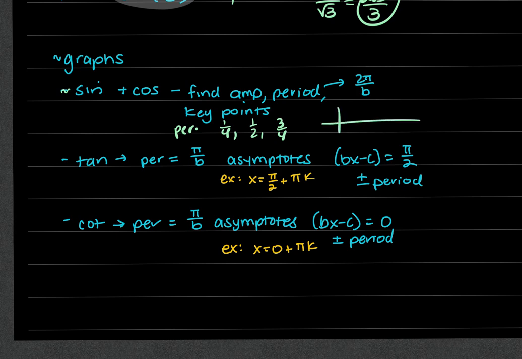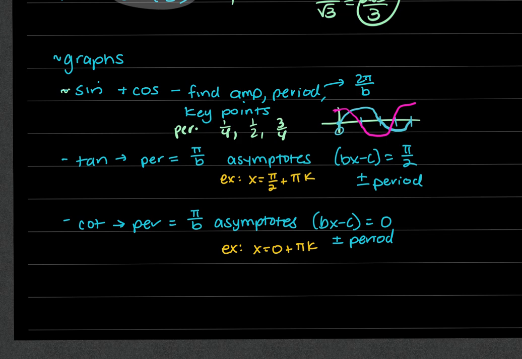Then I would plot these, and I would plot 0 and then the 4 key points. If it's sine, it starts at 0, goes up, down, down, up. If it's cosine, it starts at the amplitude. It goes down, down, up, up.